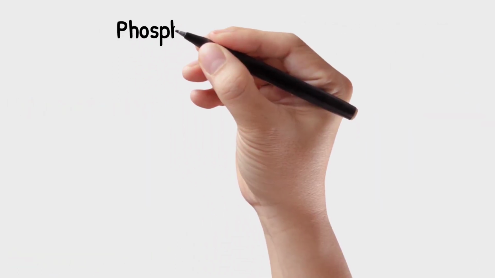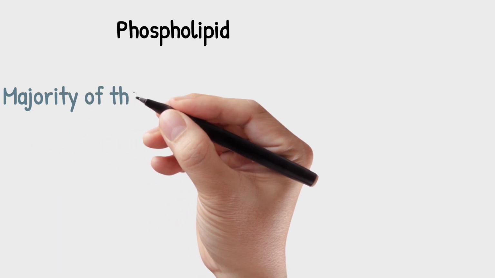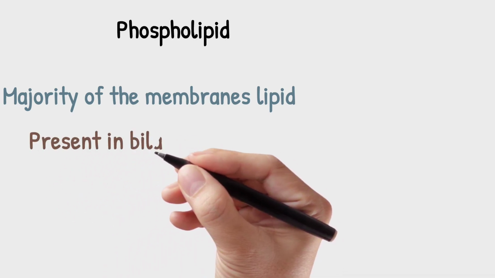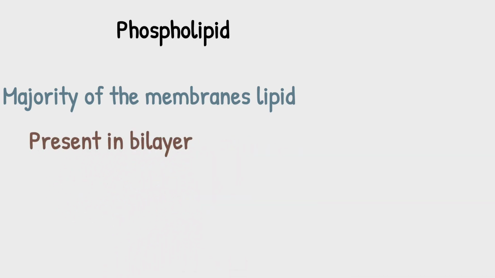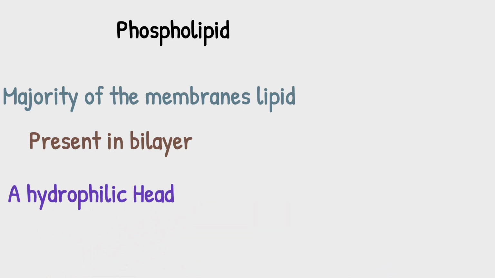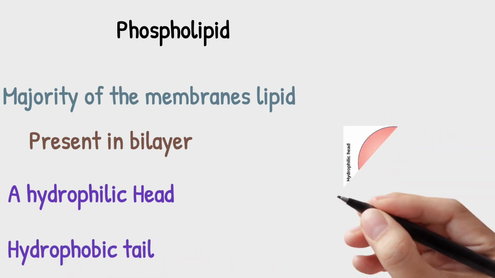Let's look into the details of phospholipid. The majority of the membrane lipids are in this form. The phospholipids are present in a bilayer formation, each facing opposite direction from the other. The phospholipid has a hydrophilic head which stays outside of the membrane, either on the cytoplasmic side or the extracellular side, and a hydrophobic tail which is present facing inside.